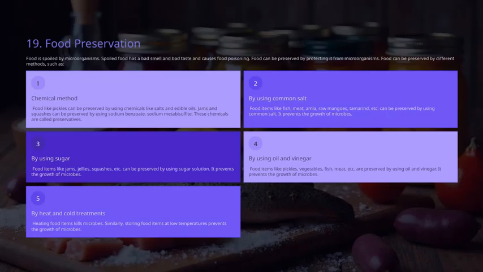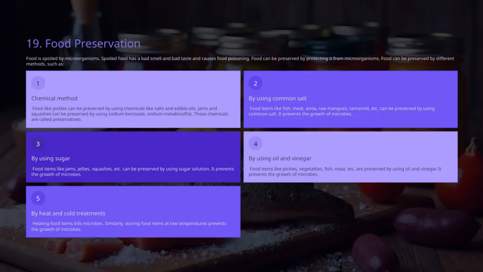Food can spoil because of microorganisms, which cause bad smell, bad taste, and even food poisoning. To prevent this, we need to preserve food by protecting it from these microbes. There are several methods to do this effectively.